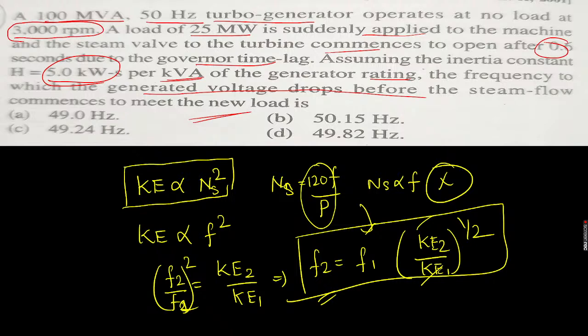First it will be 500. So I'm getting approximately my answer equal to 49.24 hertz. Is it in the options, right? Yes, I'm getting option C. You can cross check it and drop your answer.